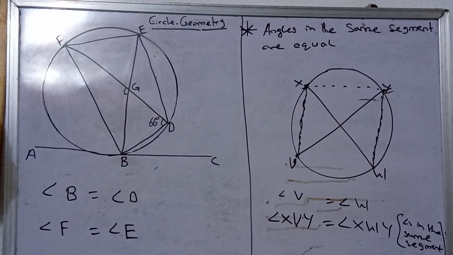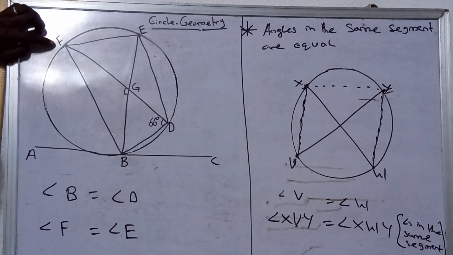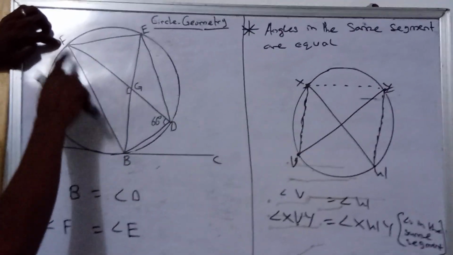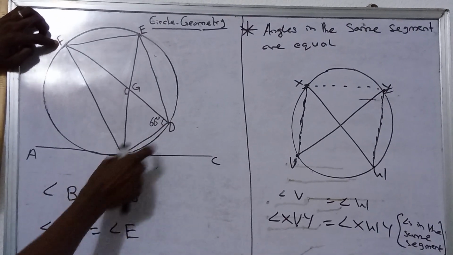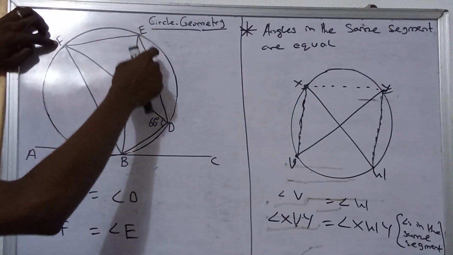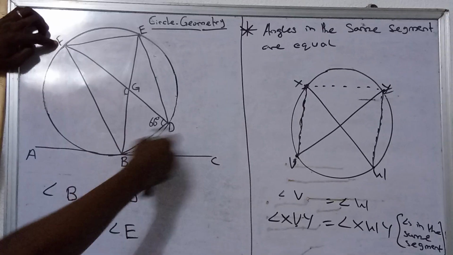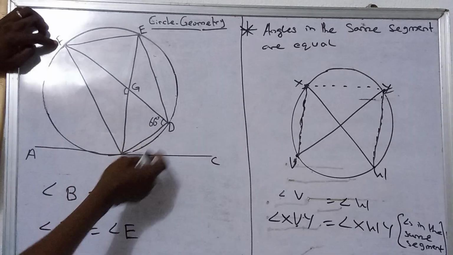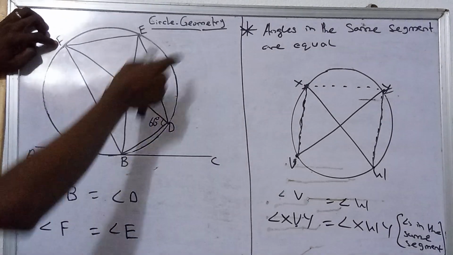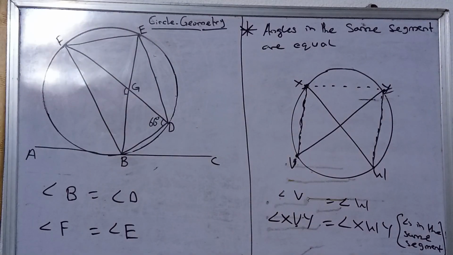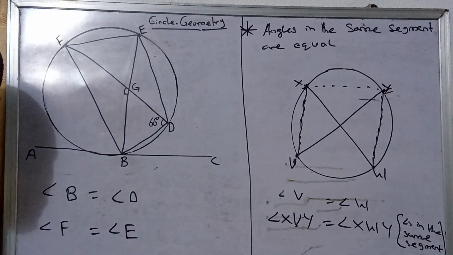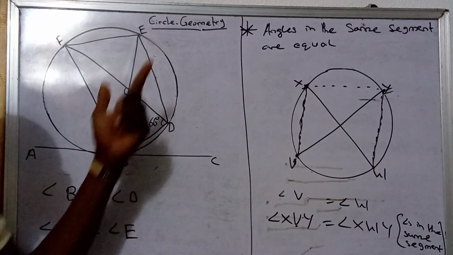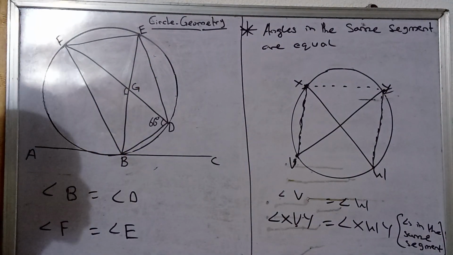That is the tip of the iceberg, the X kind of tip. So what happened here is that the angle of F has its ending arc base at B and D. Likewise, the angle of E has its arc end base at B and D. Likewise, B and D have their arc base at F and E. So this is how we can easily go about angles in the same segment being equal.